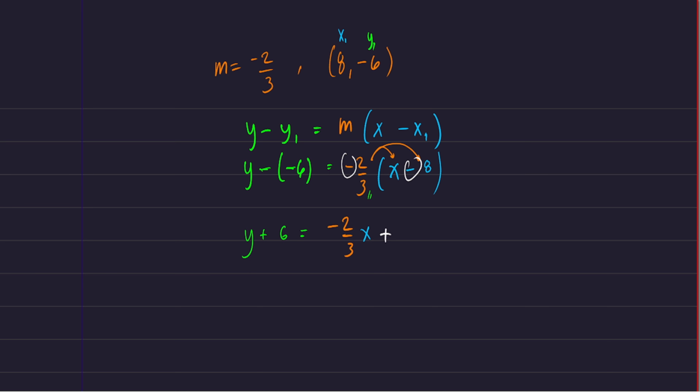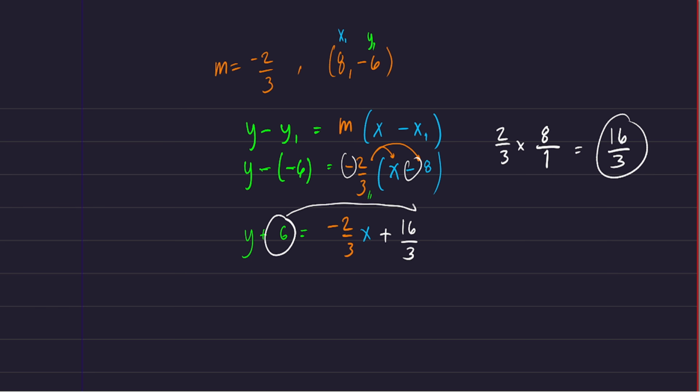And then, we are going to multiply 2/3 and 8. So, 2/3 times 8. And 8 can also be expressed as 8 over 1. So, 2 times 8 is 16. And 3 times 1 is 3. So, we have 16 over 3. Ayan. Next, let us move positive 6 from left-hand side to right-hand side. So, we have y is equal to negative 2/3 x plus 16 over 3.